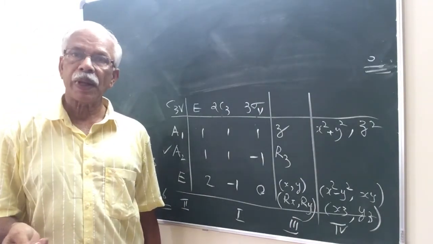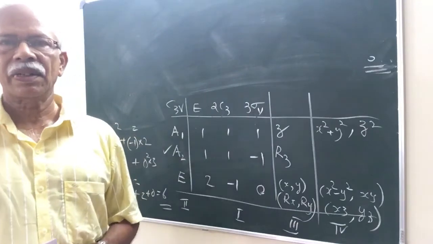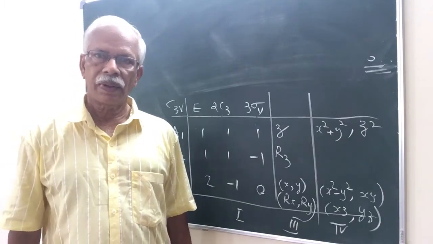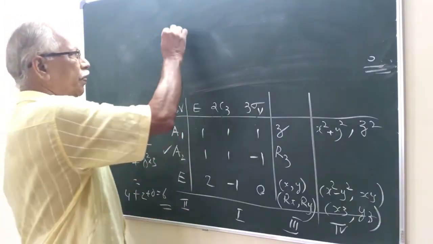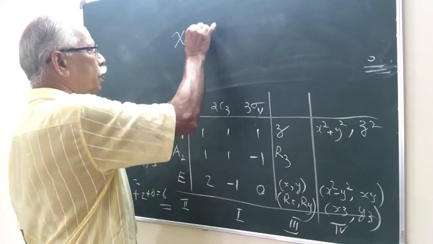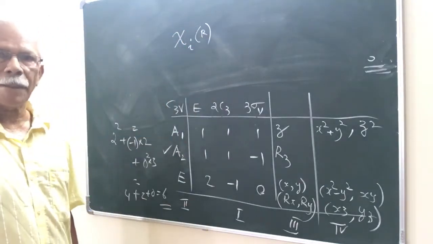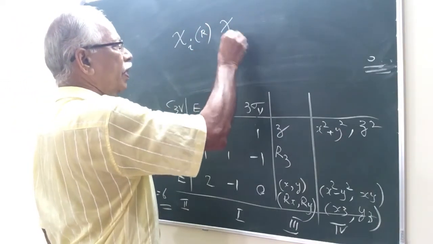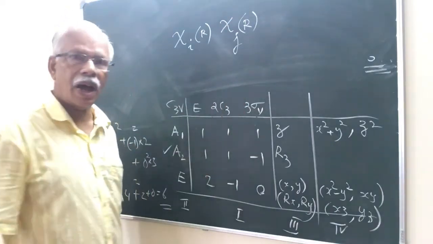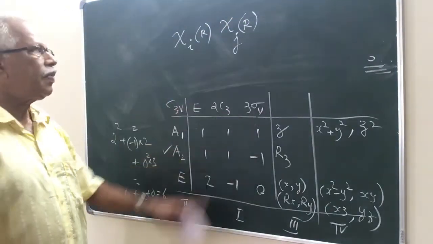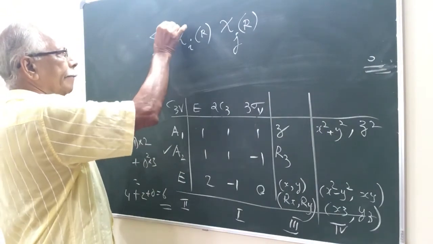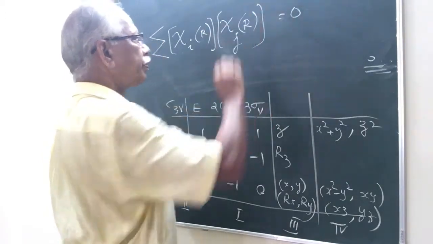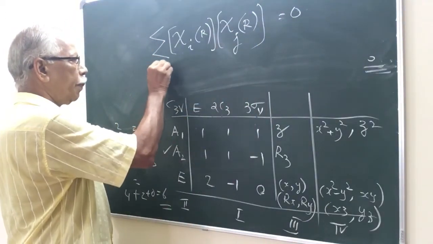The sum of the products of characters of any 2 irreducible representations will be 0. Sum of the products of characters. So if this is the character of the ith irreducible representation under the operation R, and this is the character of the jth irreducible representation under the operation R, these are the products. And if these products are summed up over the operations R, that will be 0.